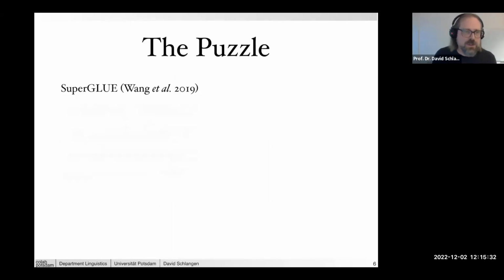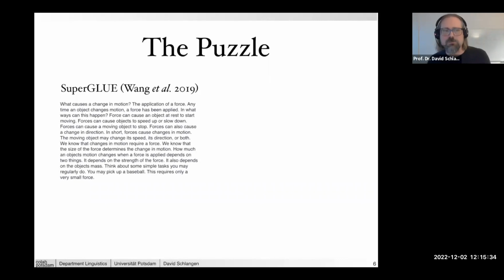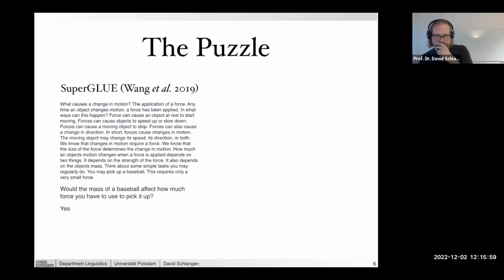We have corpora, and they consist of what looks like pretty difficult text exercises, right? You don't have to read this in detail, but there are language tasks in there that look like this. You have a long chunk of text, and then you have a question, and the idea is that this question is answerable by having read the text. So, would the mass of a baseball affect how much force you have to use to pick it up? And the answer here is yes. This is built as reading comprehension, right?